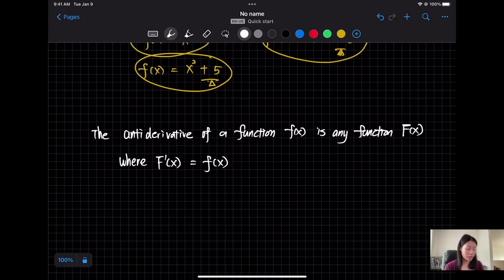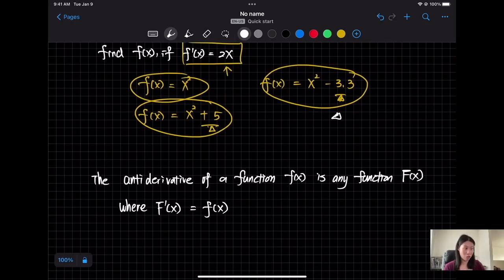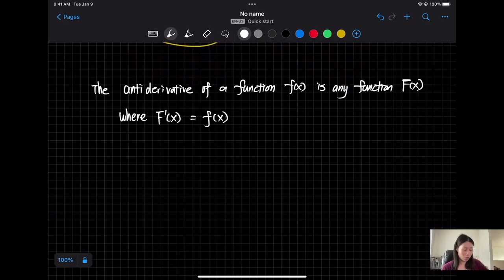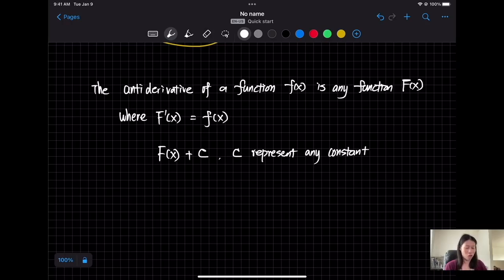So to be more accurate, like I showed you earlier, the antiderivative function should be the original function plus a constant. The constant could be a positive number or negative number. C represents any constant, so that the derivative of the original function equals the derivative function. The antiderivative function is also called the indefinite integral.